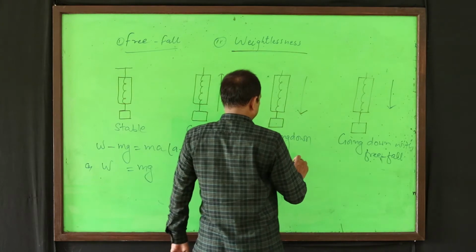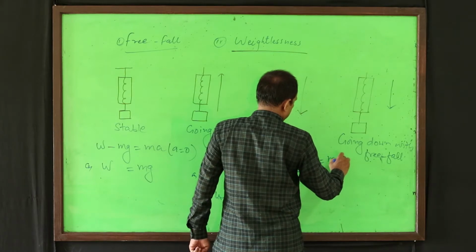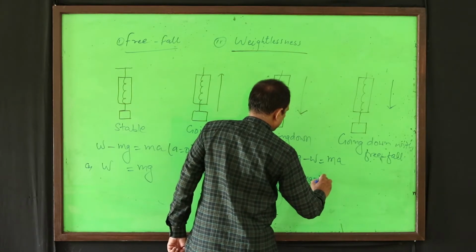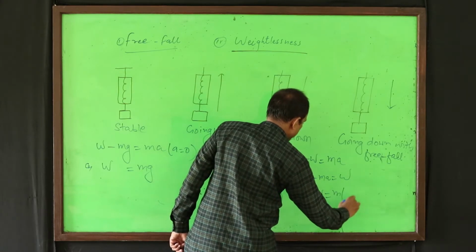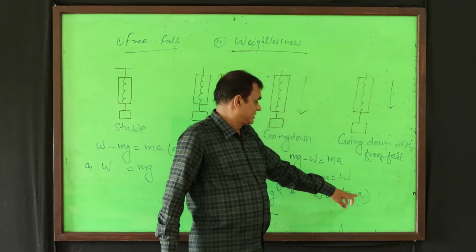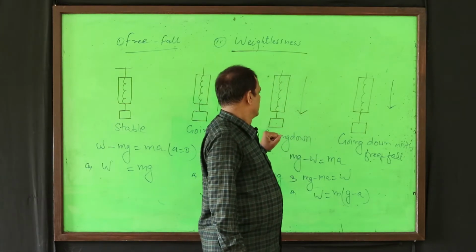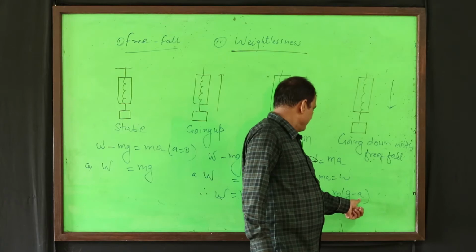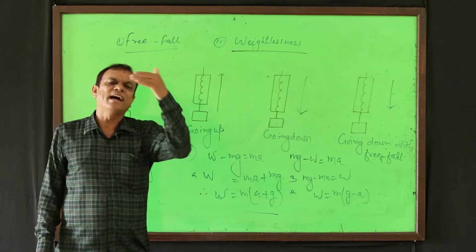Now, this is the third condition, going down but with acceleration. In this condition, we write mg minus W equal to ma, or mg minus ma equal to W, or W equal to m into (g minus a). In this case, g indicates the acceleration due to gravity, but the body falls without free fall, so it has some acceleration. At that time, the weight of the body becomes less than the actual weight.